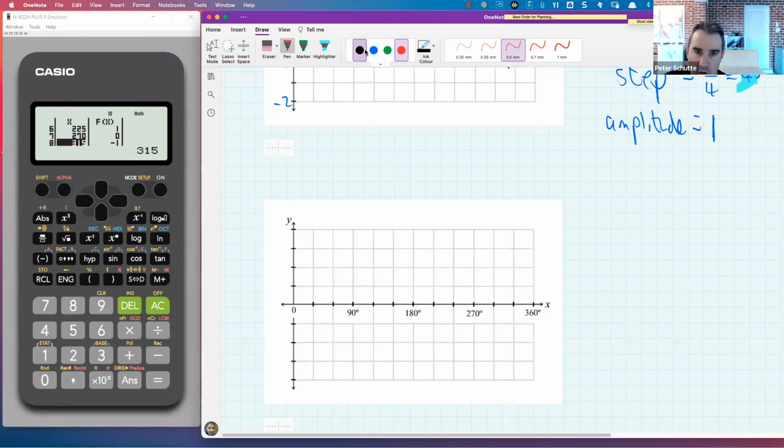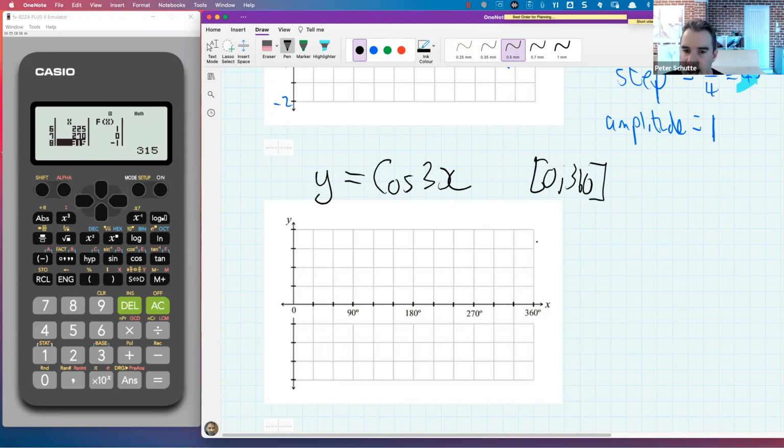So I want you to draw the graph for me of y equals cos 3x. And the domain is going to be 0 to 360. And I want you to think about, what do you think the period is going to be for this graph? What do you think the step size is going to be for this graph? And it's always good to think about what the amplitude is as well.